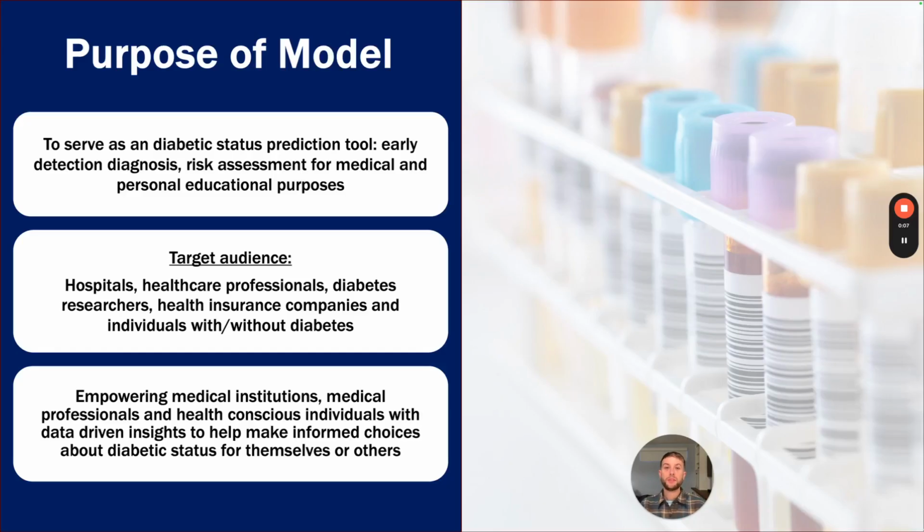This classification machine learning model serves as a diabetic status prediction tool, as an early detection diagnosis and risk assessment tool, and this can be used in both medical and personal settings. The target audience includes hospitals and their healthcare professionals, diabetes researchers, health insurance companies, and the average curious adult. This model allows medical institutions and professionals and health-conscious individuals to have data-driven insights on diabetic status to help them make informed choices for themselves or somebody else.